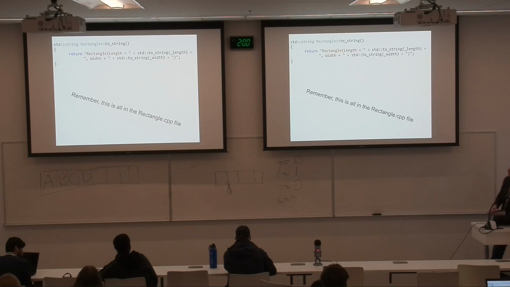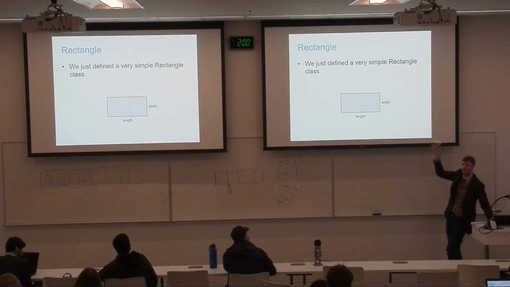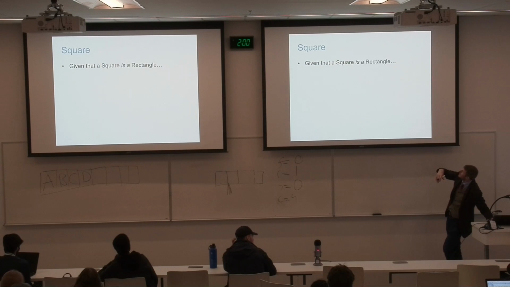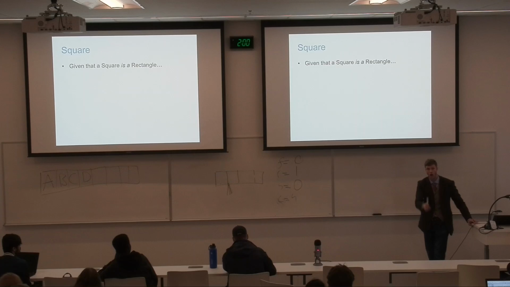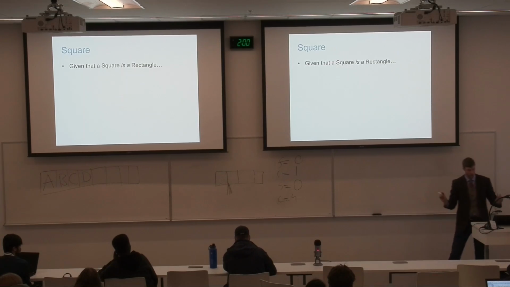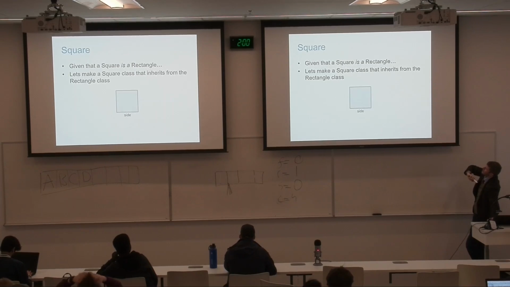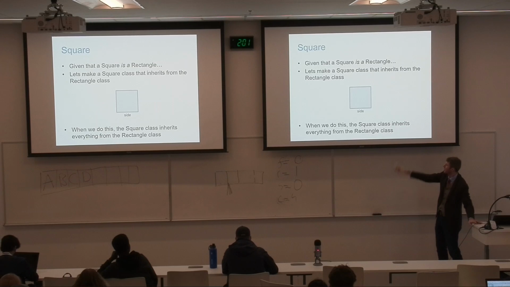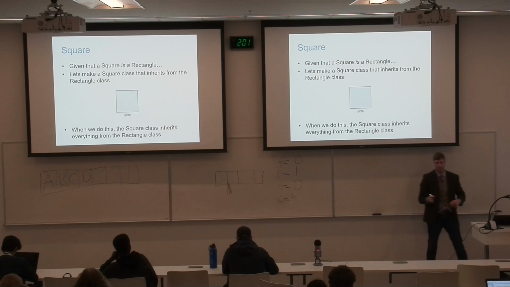So this is all in the CPP file, not in the header, because there's no templates or generics going on. So we just defined a very simple rectangle. That's how we can visualize it. Now we can define a square. Given that a square is a rectangle, all squares are rectangles, right? It's not a crazy thing to say. Let's make our square class inherit from the rectangle class. When we do this, the rule is, if we inherit from the rectangle class, the square class inherits everything from the rectangle class.